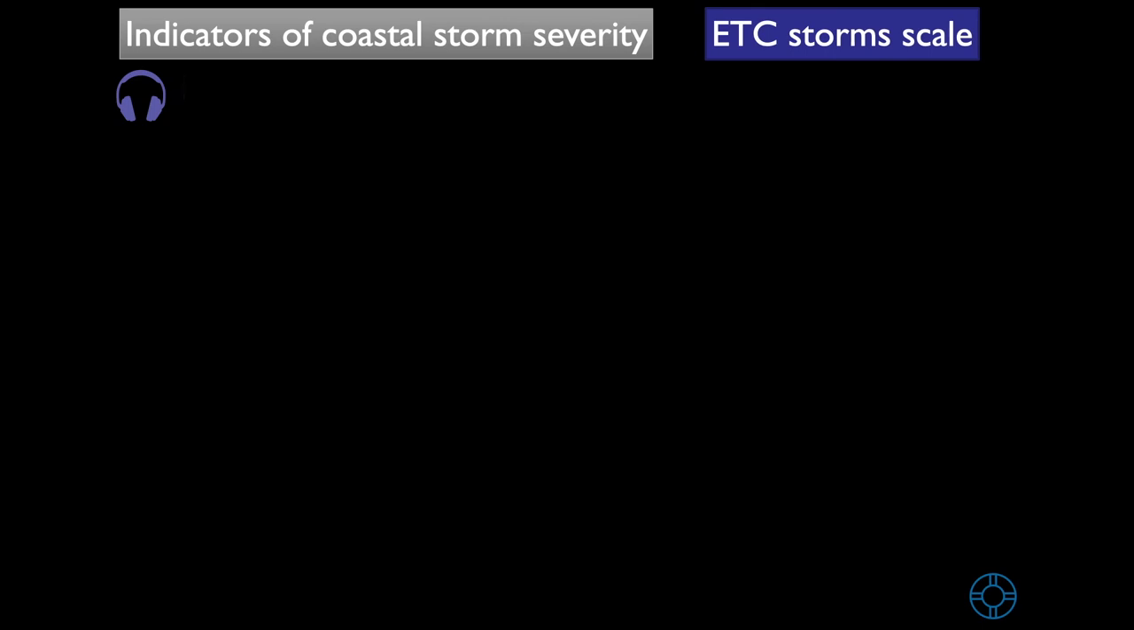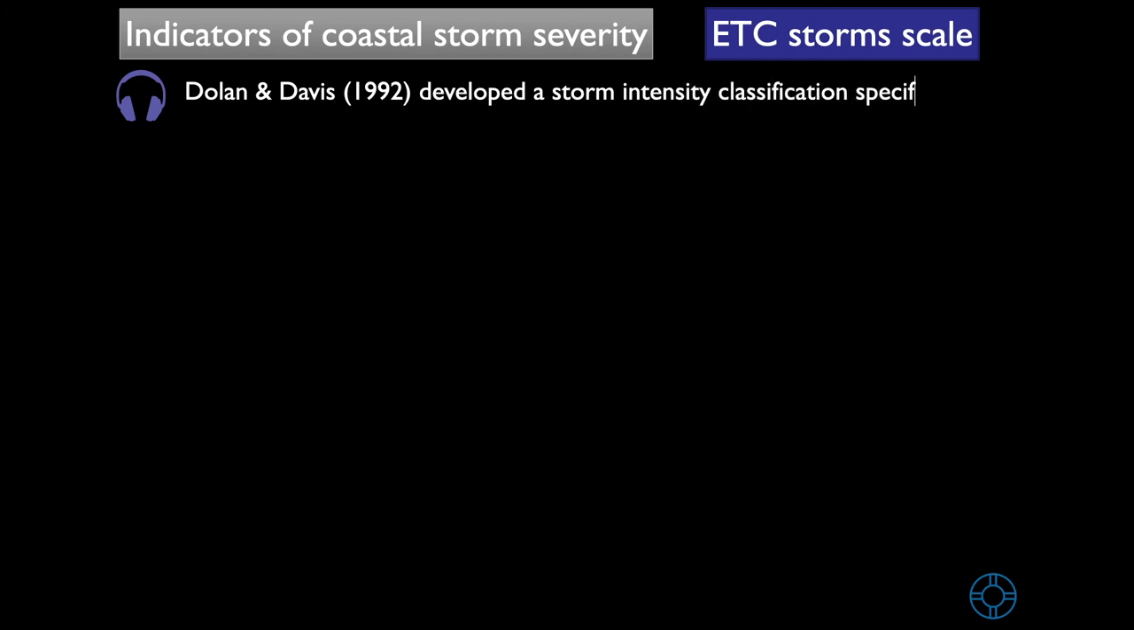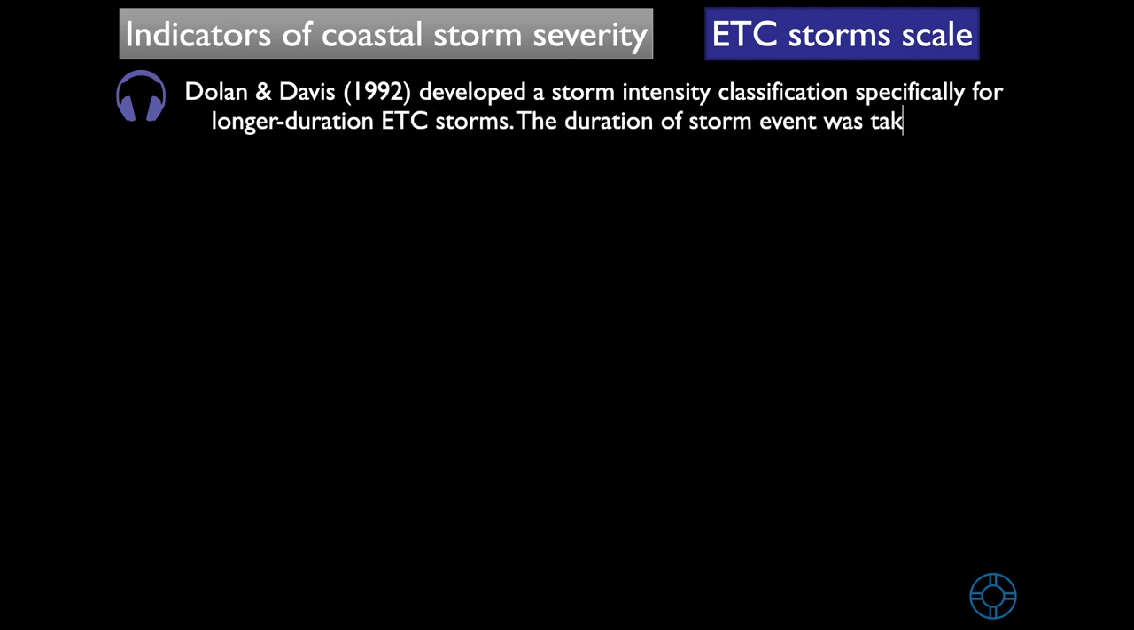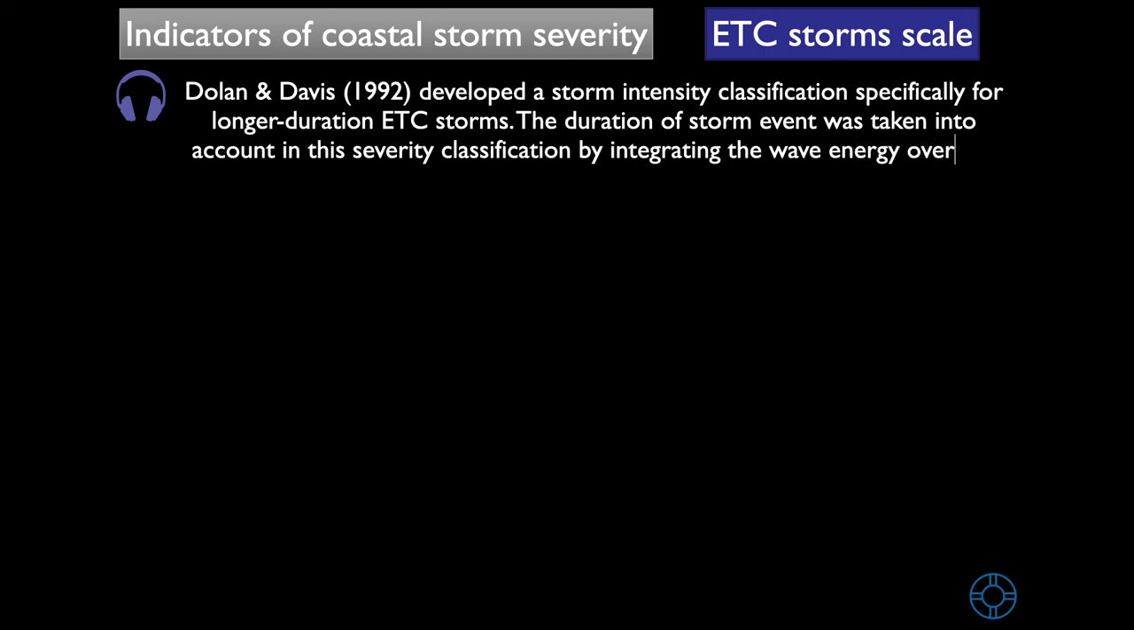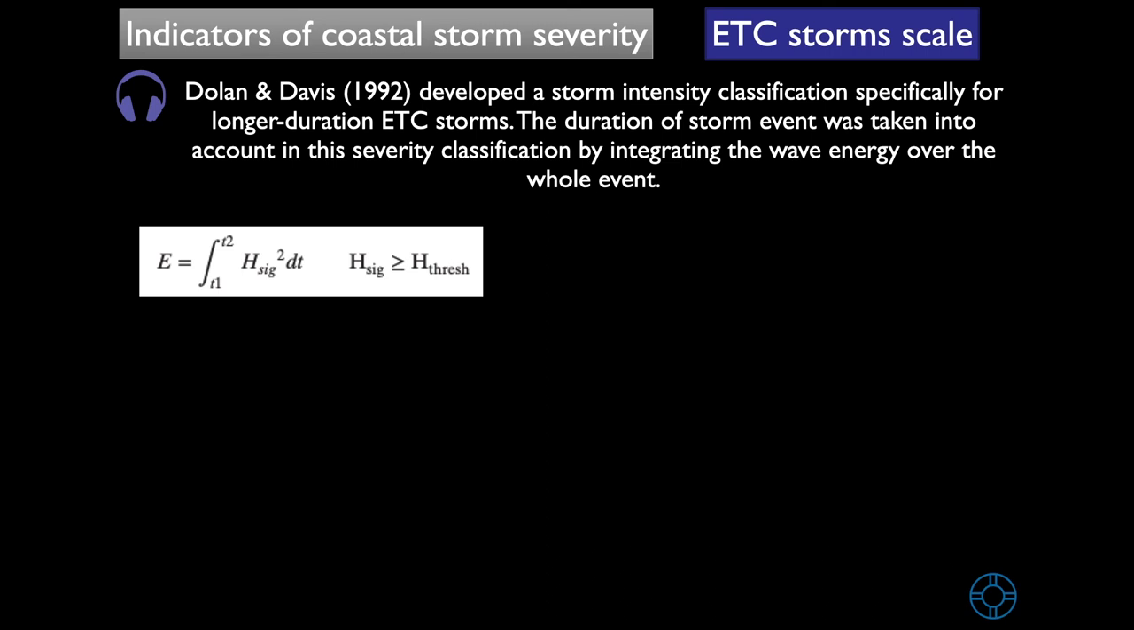Another scale is the ETC Storm Scale, where Dolan and Davies in 1992 developed a storm intensity classification specifically for longer duration extratropical coastal storms. The duration of the storm event was taken into account in the severity classification by integrating the wave energy over the whole event, and it's given by E, where E is the storm energy content, and T1 and T2 correspond to the start and end times of the storm event, determined by the up and down crossings of the storm threshold, H-thresh.